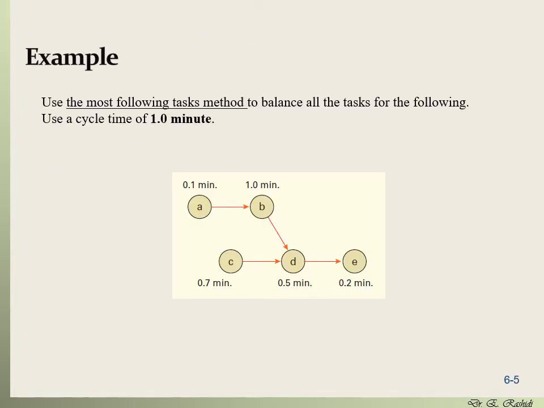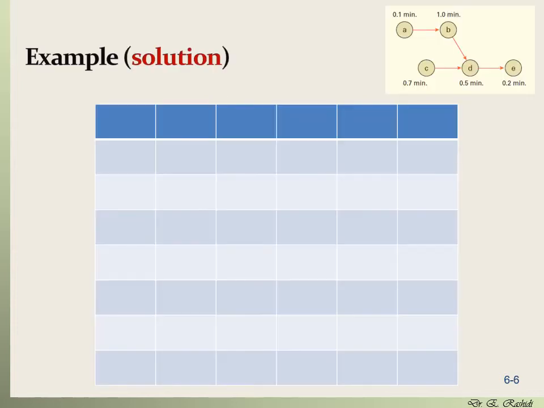Let's do this example. We want to use the most following task algorithm to balance all the tasks for this particular problem. The cycle time is set to be 1 minute. So please pause, look back at the algorithm, and try to work this out on your own, and then come back to see the solution after you're done. Right, let's work out this example.